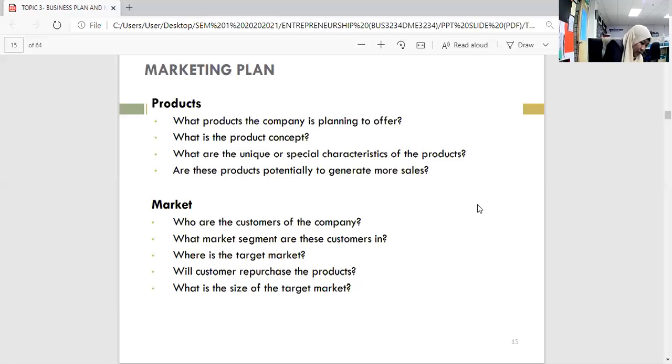Okay, and we also have who will repurchase the product, and the last one, what is the size of the target market? When we're talking about the size of the target market, we're talking about whether the size is a small size or middle size or maybe a large size. It depends on where your target population is.